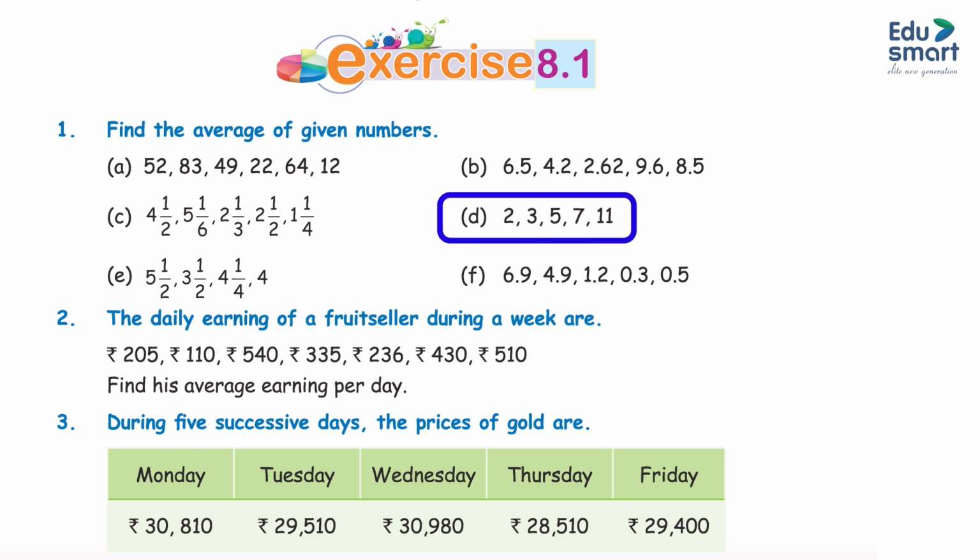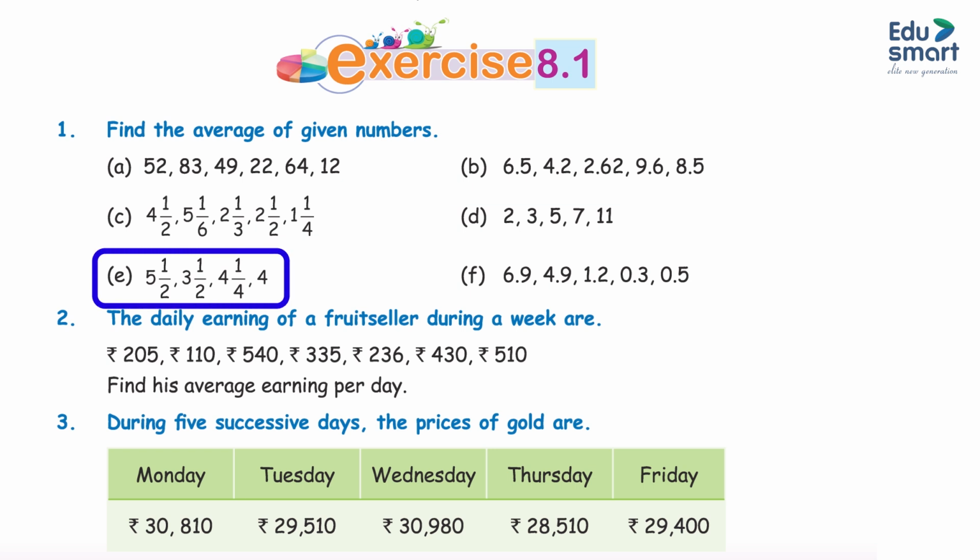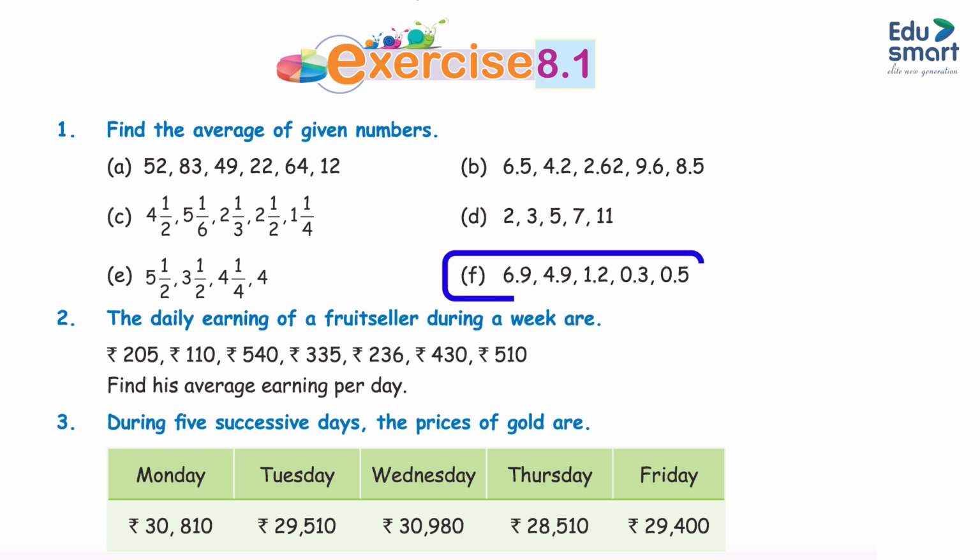D. 2, 3, 5, 7, 11. Answer 5.6. E. 5 1/2, 3 1/2, 4 1/4, 4. Answer 4 5/16. F. 6.9, 4.9, 1.2, 0.3, 0.5.